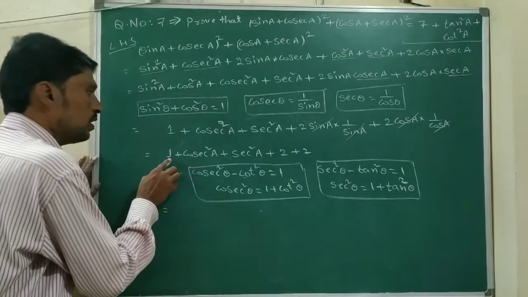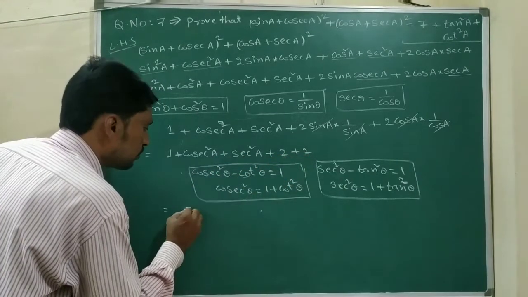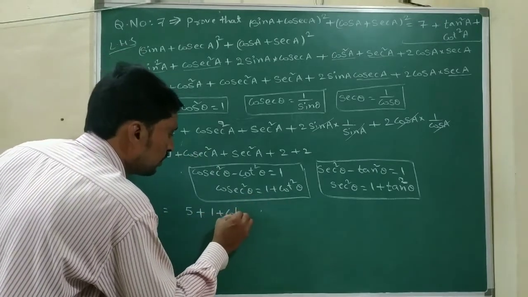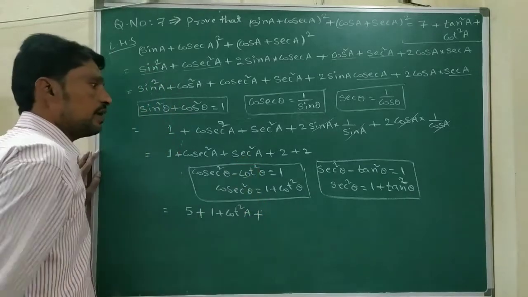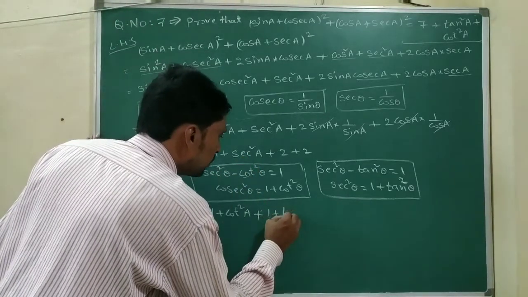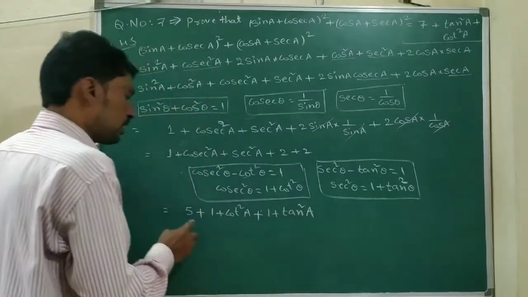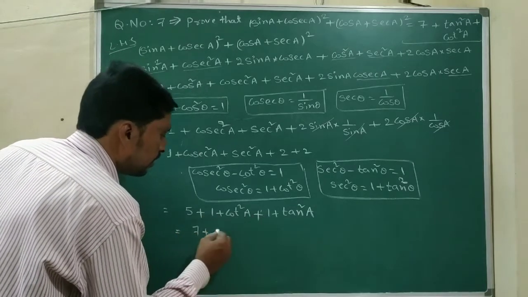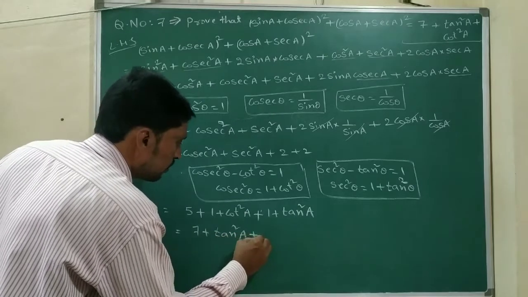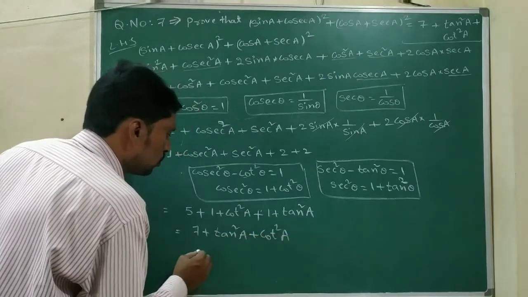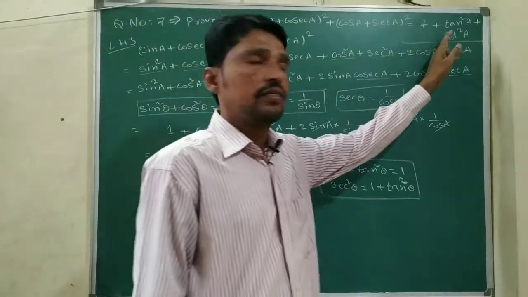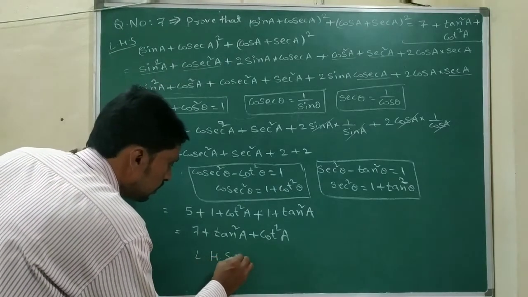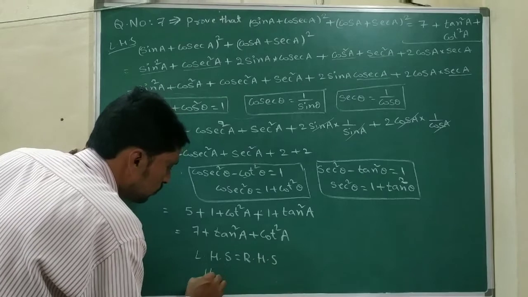Now 1 plus 2 is 3, 3 plus 2 is 5, plus cosec square A. Cosec square A means 1 plus cot square A we can write. Sec square A means we need to take 1 plus tan square A. So now we can add the constants. 5 plus 1 is 6, 6 plus 1 is 7. 7 plus tan square A plus cot square A. So here, what is RHS? 7 plus tan square A plus cot square A is the RHS. So LHS equal RHS. Hence proved.